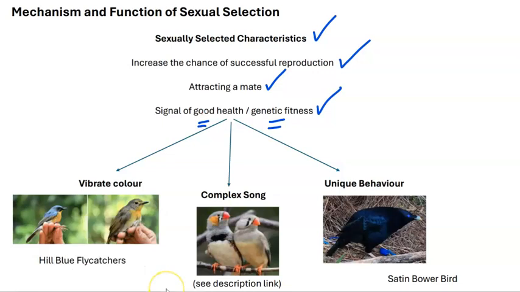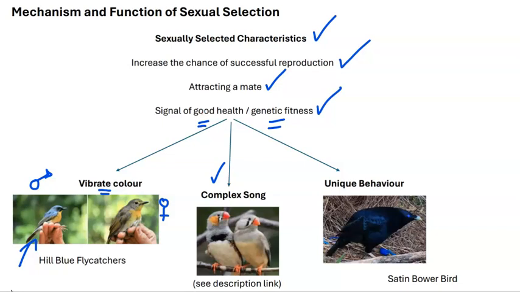Now, examples of these kinds of signals are often seen in vibrant colors. You can see that the three examples I'm giving you are all of birds, but these do exist in many other types of animals and species. So the vibrant colors here, notice the difference between the coloration, the blue and the oranges of the male here in these hill blue flycatchers. This is the male, and this one here is the female. So this sexual dimorphism is not just in colors, a visual thing, but there can also be sound signals as well.